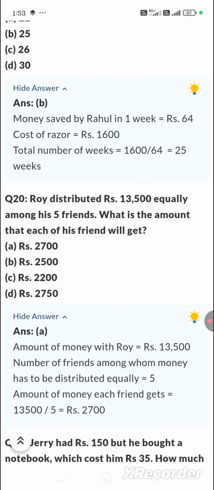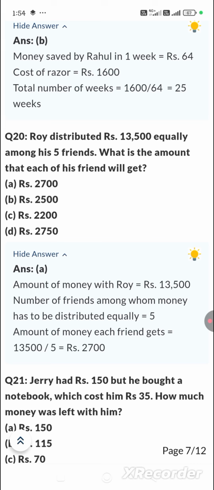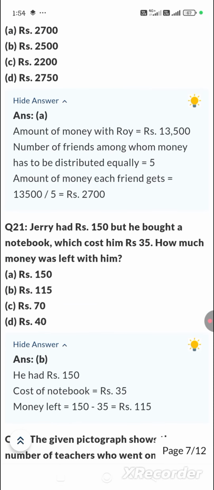Roy distributed rupees 13,500 equally among his 5 friends. What is the amount that each of his friends will get? Answer is option A. Amount of money with Roy is rupees 13,500. Number of friends among whom money has to be distributed equally is 5. Amount of money each friend gets is 13,500 by 5, that is 2,700.